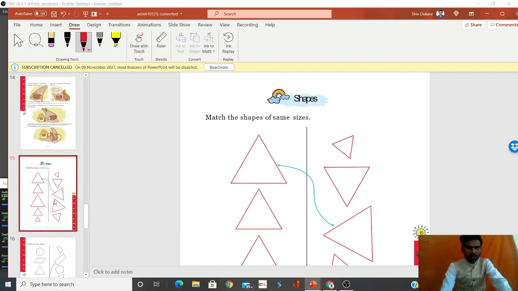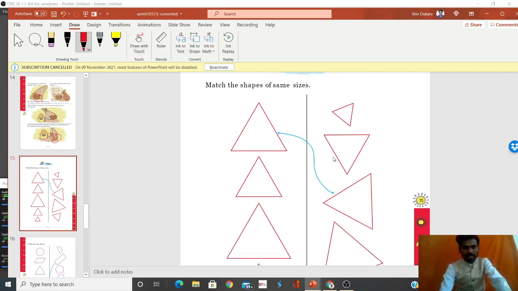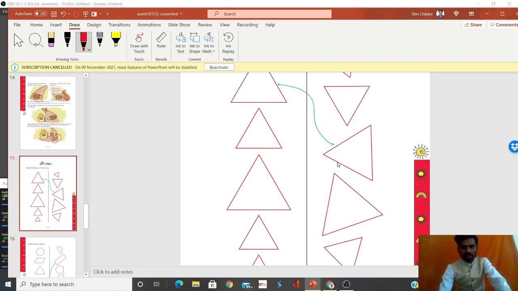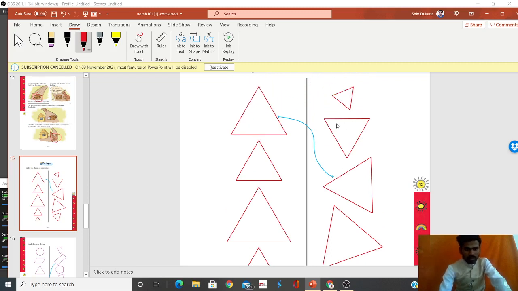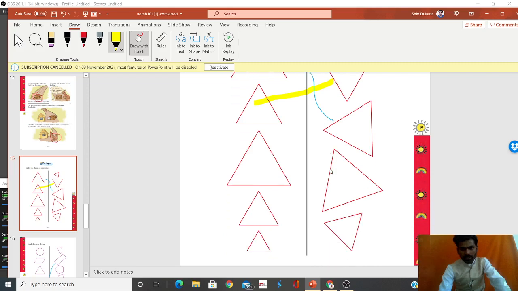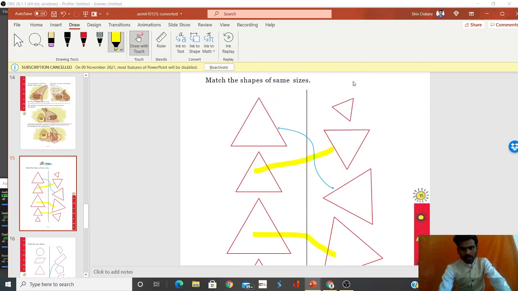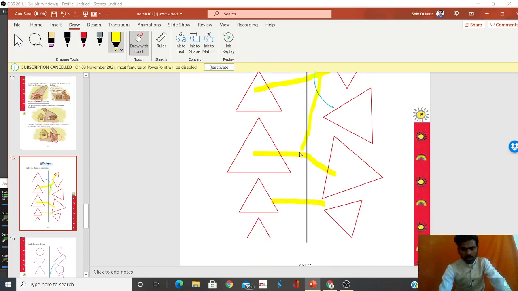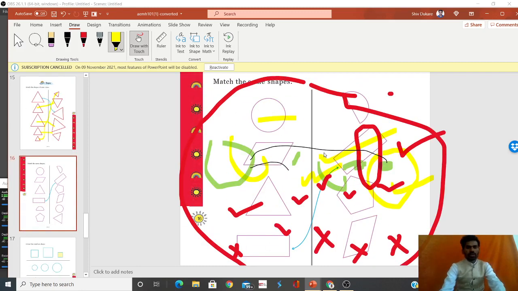Now we have to match the shapes of the same size. Here you can see clearly the same size shapes, and we have to match them. This and this are the same. They are the same. Okay. These two are the same. These two are the same. This first and this last are the same. Okay.